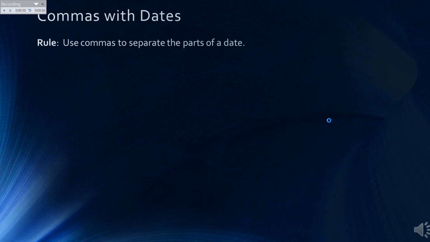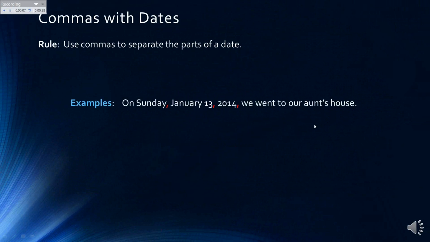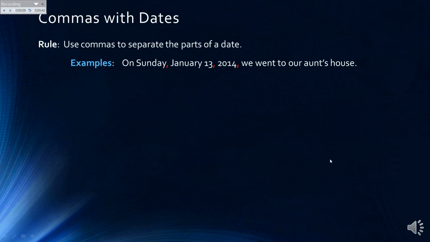So the first thing that we're going to start covering is dates and how we use commas with those. The rule is that we use commas to separate the parts of a date. So we have here three different parts: the day of the week, the day of the month, and the year. And we want to separate those from each other. That accounts for the comma after Sunday and the comma after January 13, because we're separating all three parts.